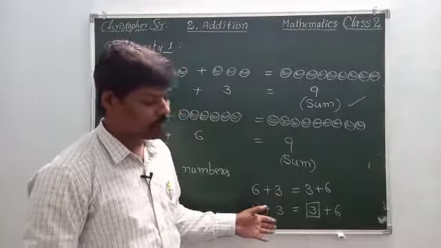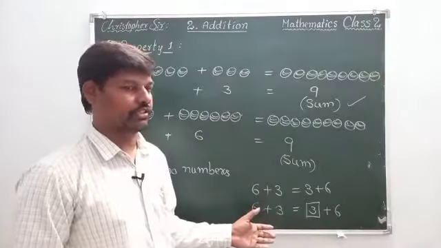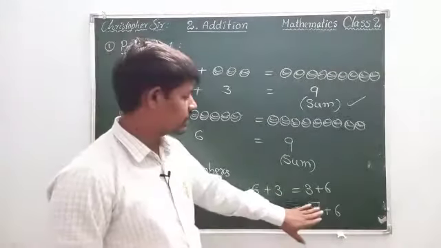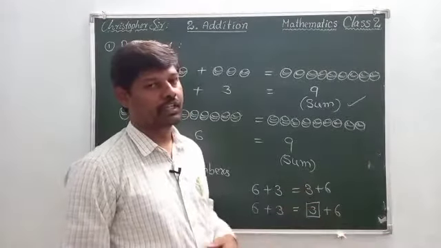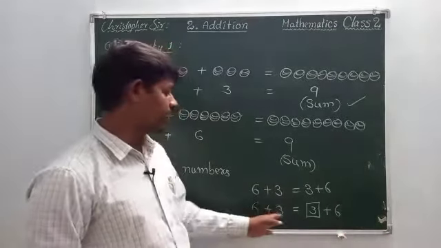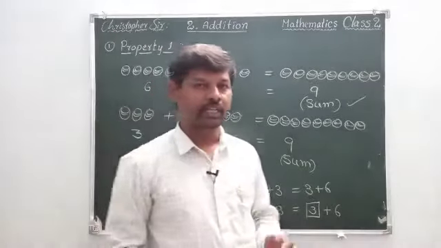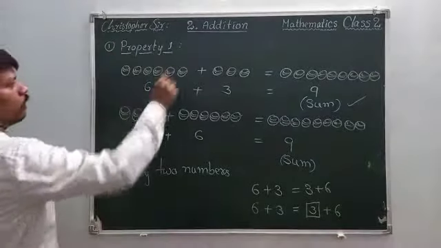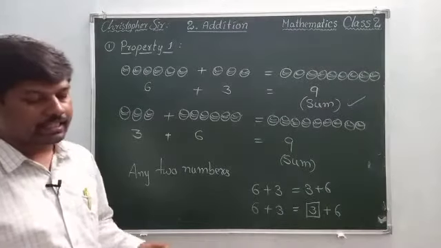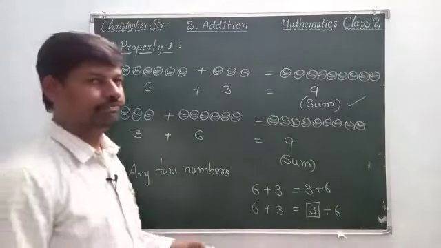So like that, sums you will get in the exercise. If 3 is given and here a box is given, you can write 6. So the left side numbers will be the same numbers in a different order. So this is property 1. Okay, let us see the second property.